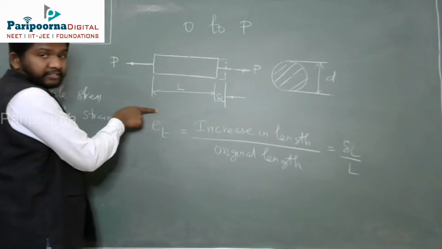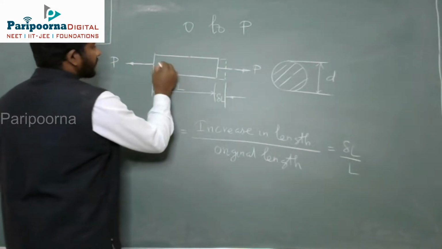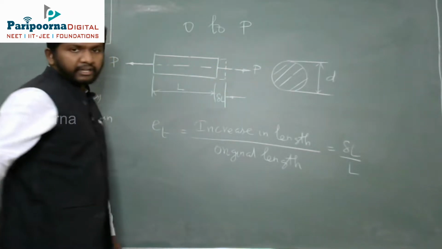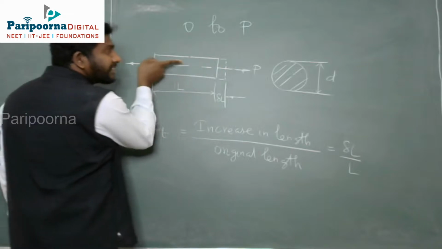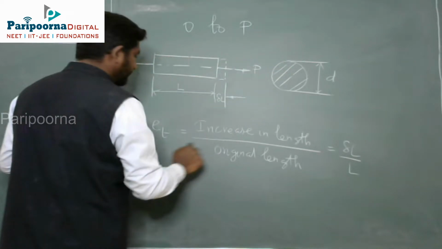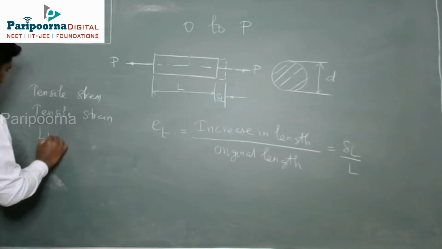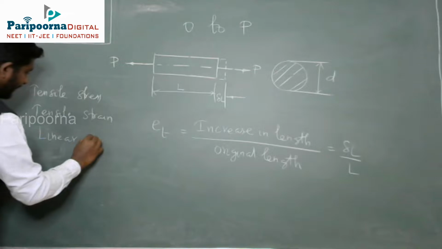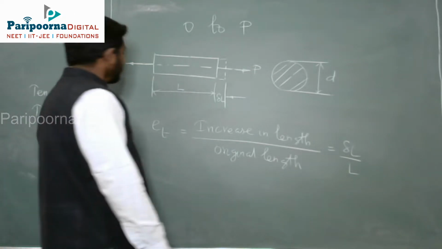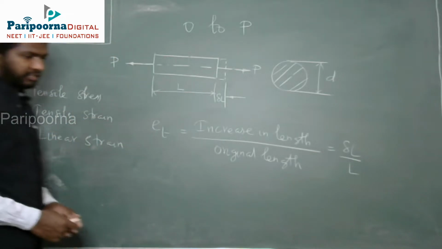This is how you can define tensile strain. The tensile strain is nothing but the length increasing. Say this is the axis of the cylindrical component. The length is increasing along the load direction, along the line of action. So this is tensile strain. You can give another name for this strain, which is linear strain. Okay, this is how we discuss tensile stress and tensile strain.